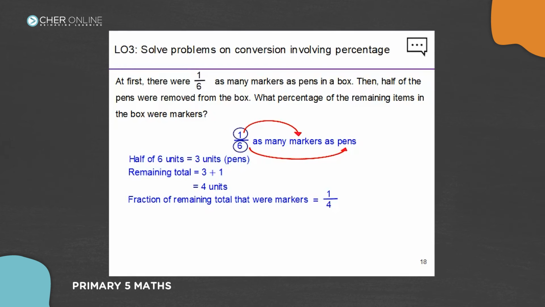We need to take 1 out of 4, which is how many percent? Convert it into percentage. As you see from the previous slide, times 100%, immediately you'll get 25%. More importantly, the method of conversion to percentage, what do you all think?